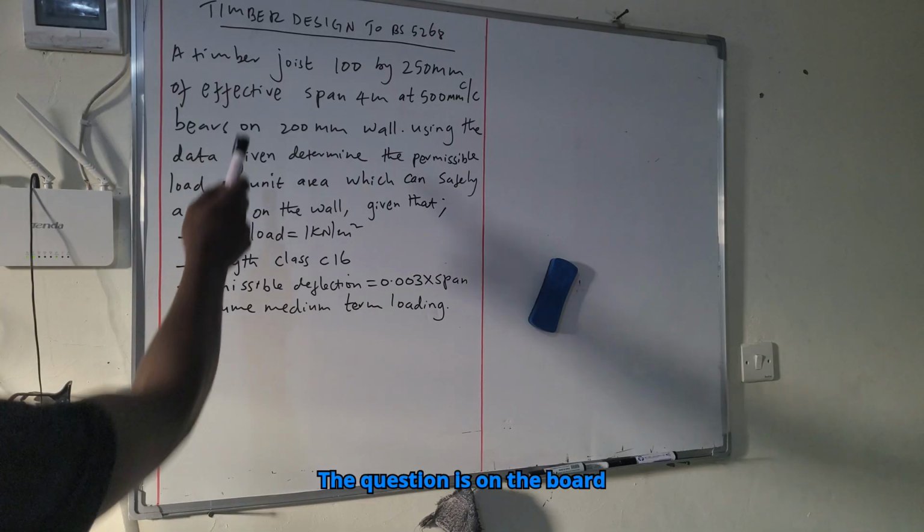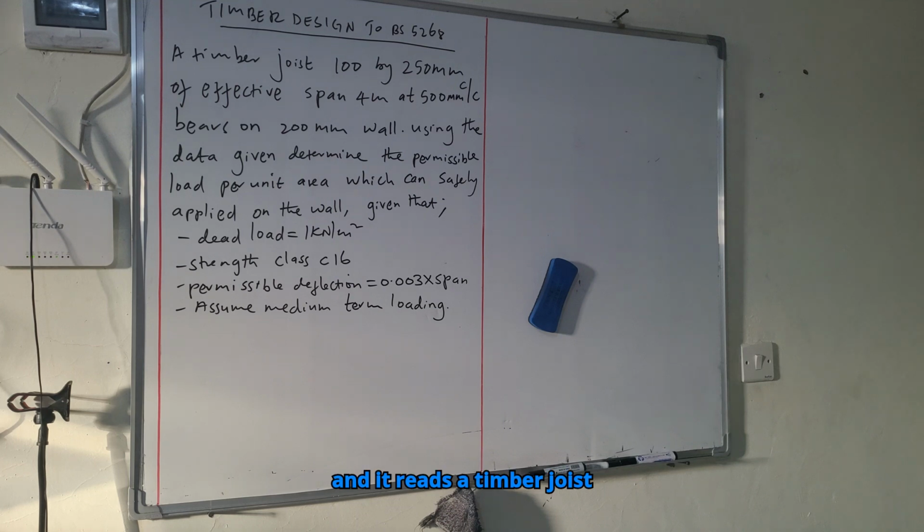The question is on the board and it reads: a timber joist 100 by 250 millimeter of effective span 4 meters at 500 millimeter center to center bears on a 200 millimeter wall. Using the data given, determine the permissible load per unit area which can safely be applied on the wall, given that dead load is equal to 1 kilonewton per meter square, strength class is equal to C16, permissible deflection 0.03 times span. Assume medium term loading.